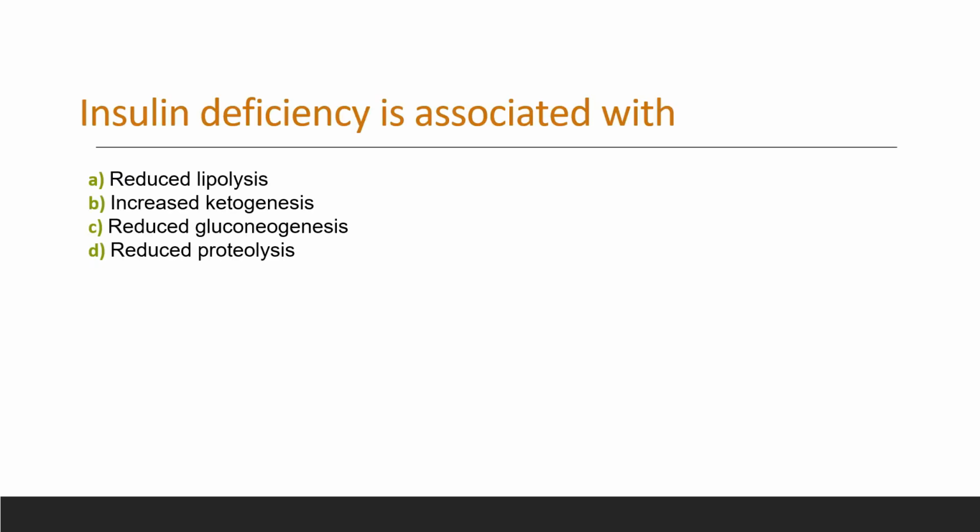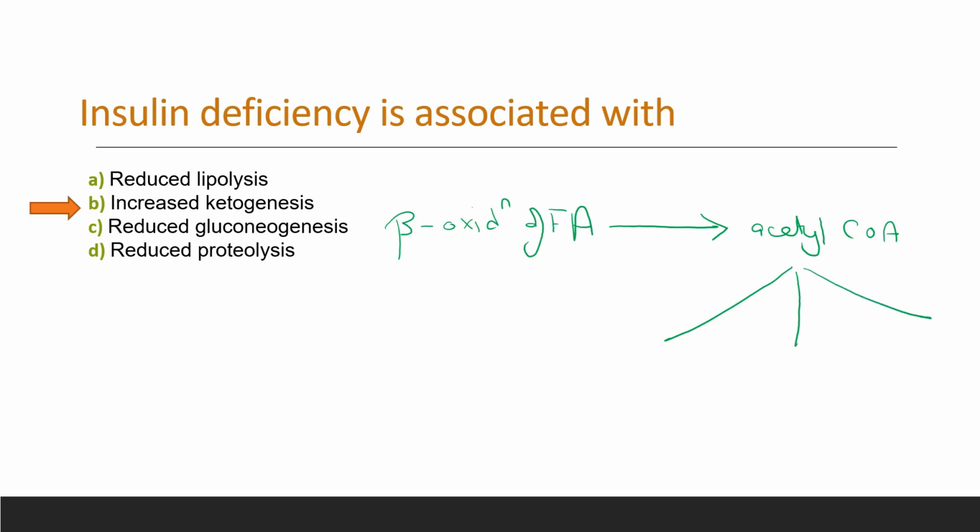Insulin deficiency is associated with reduced lipolysis, increased ketogenesis, reduced gluconeogenesis, or reduced proteolysis. In this, the correct option is increased ketogenesis because insulin deficiency is associated with a starvation or fasting condition. In this, there is beta oxidation of the fatty acid in the liver, which leads to the production of acetyl coenzyme A, which goes into three steps. First, the TCA cycle. Second, ketone body formation. And third, gluconeogenesis.